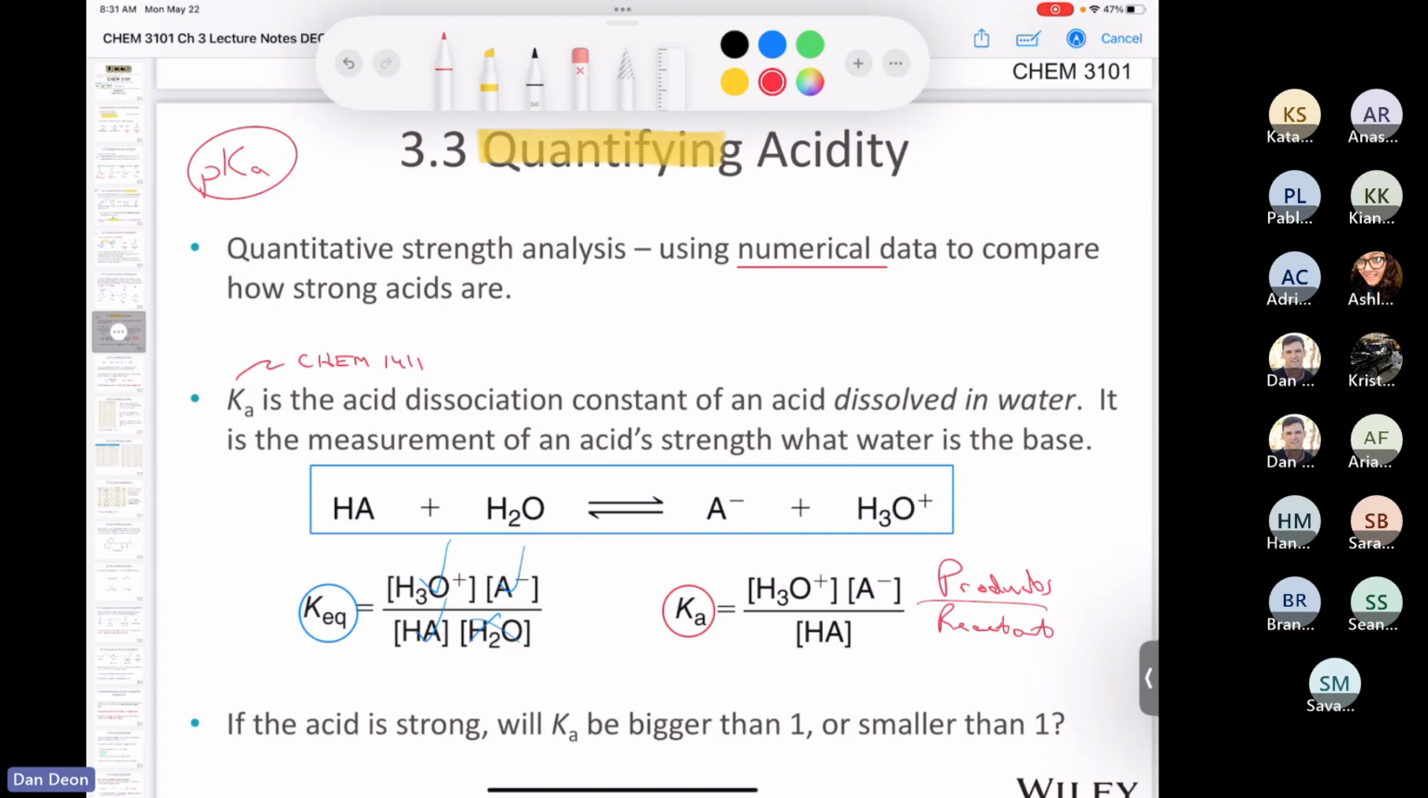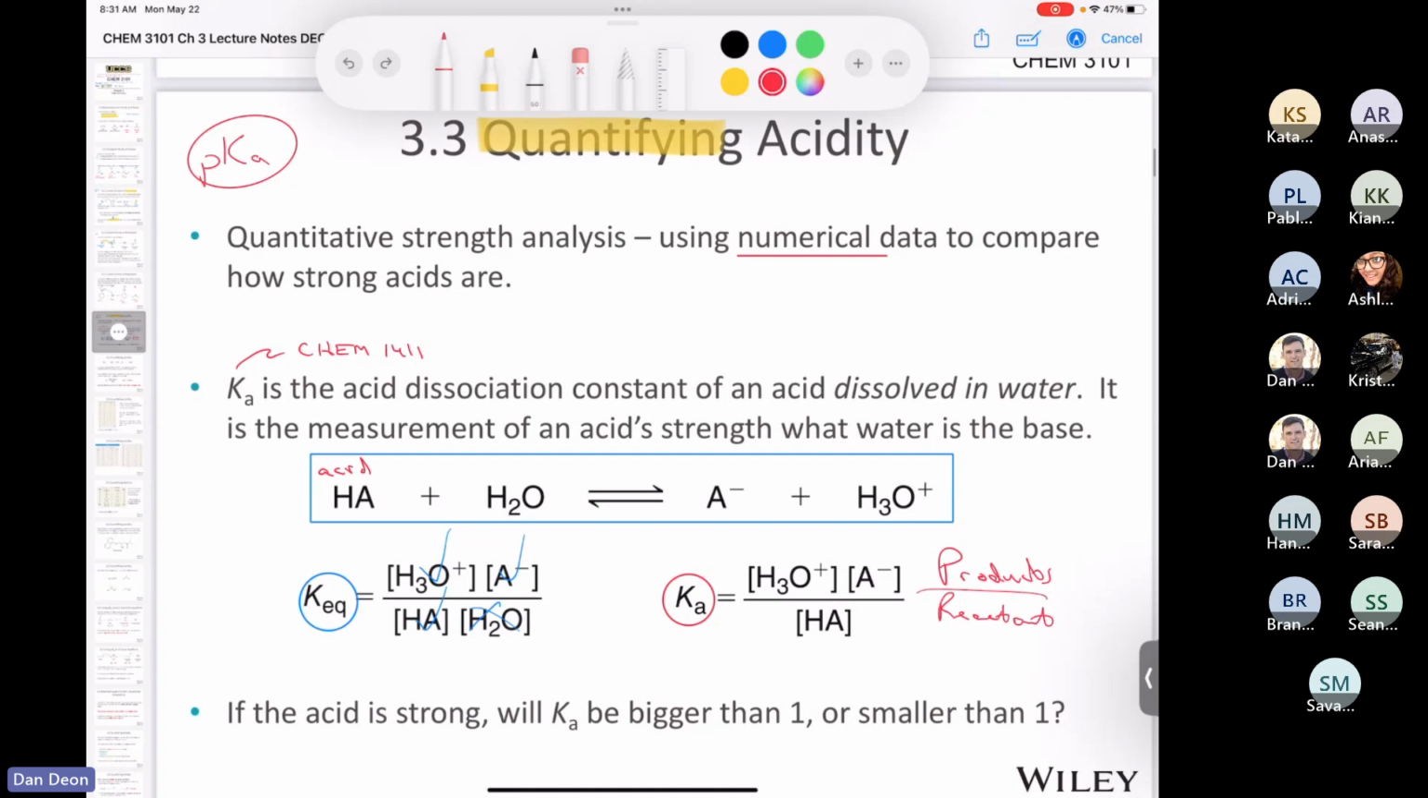So if you think about it, the stronger the acid is, right? If this is our acid, the stronger it is, the more the equilibrium is going to lie to the side of the products, because what's the purpose of an acid? It's to donate a proton. So the greater the numerator is, the stronger the acid is going to be. So the bigger the Ka, the stronger the acid is. The weaker the acid is, the smaller the Ka is going to be.